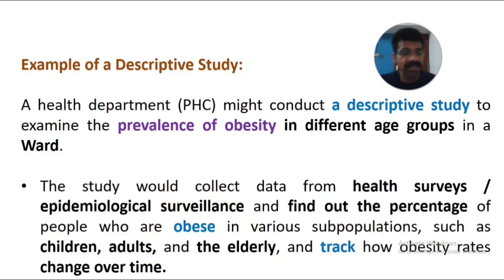We can conduct a health survey or an epidemiological survey to find out the percentage and number of people who are obese in the various subpopulations, such as the children, adults and elderly people in the ward. And also track how obesity rates change over time, in different years or different periods in that particular ward, to see how the obesity rate changes among the population.